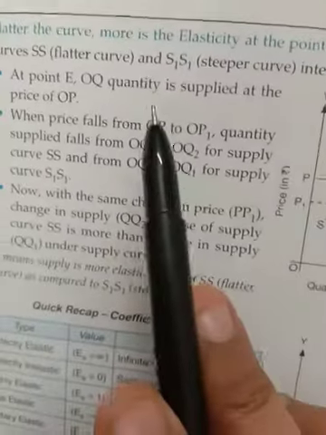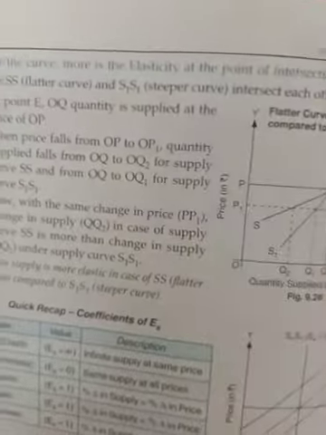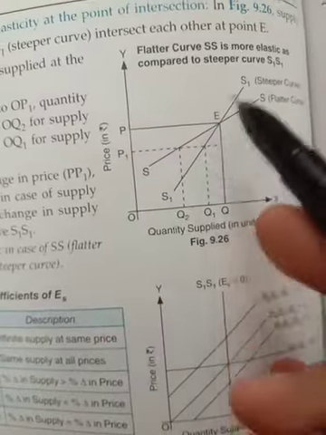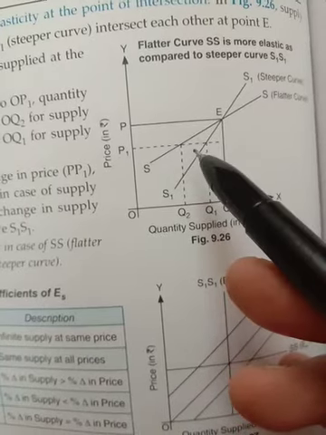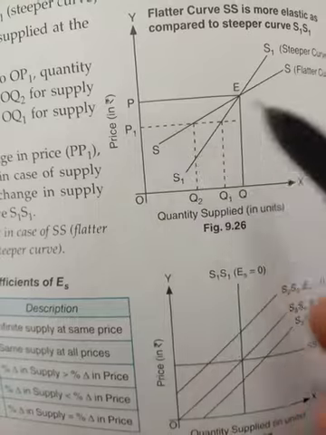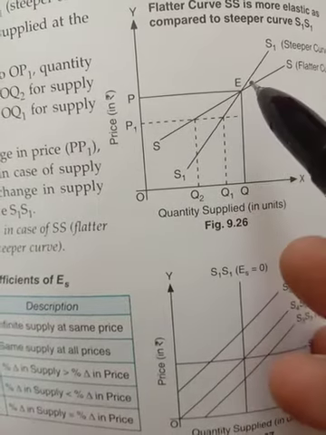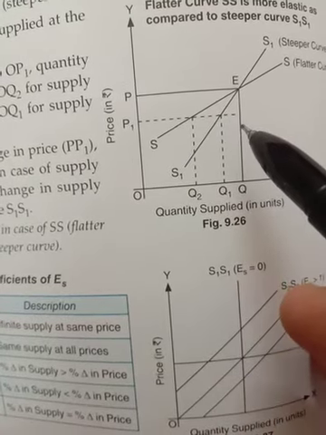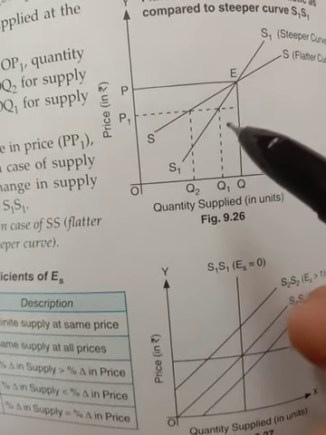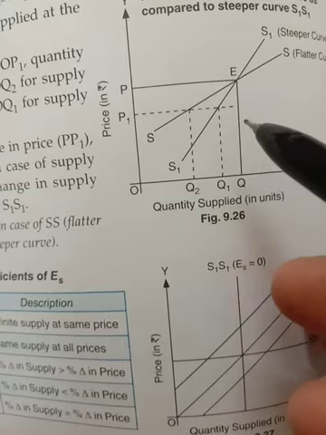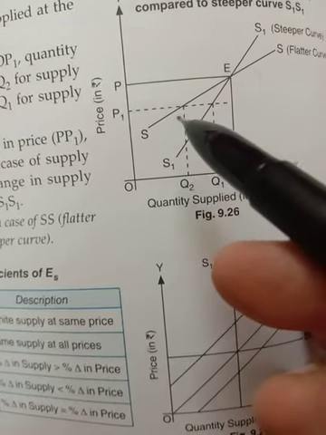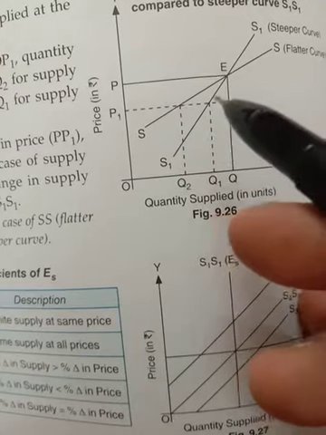Now the next thing is, the flatter the supply curve, the more elasticity of supply. So there are two supply curves intersecting each other. Here you can see S and S1. When the price decreases from P to P1, then what happens to the supply curve? For S1, the quantity decreases from Q to Q1, and for S the quantity decreases from Q to Q2. So here you can say that S is the flatter one and it is giving more response to price.